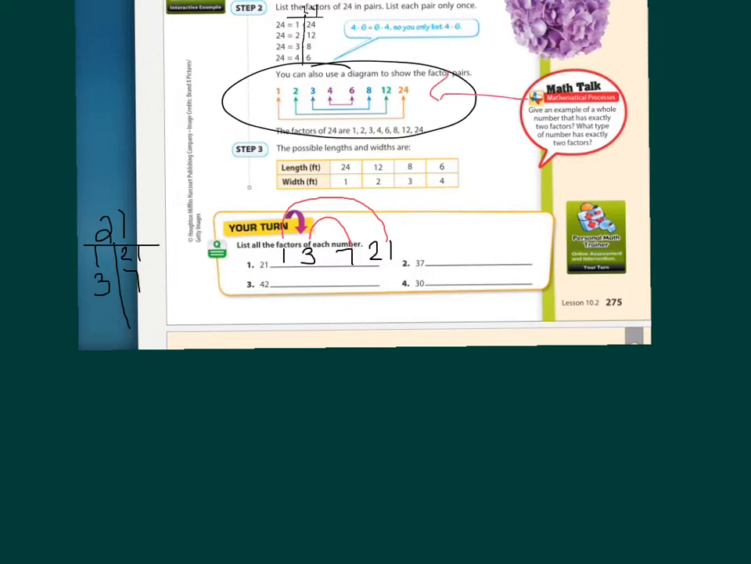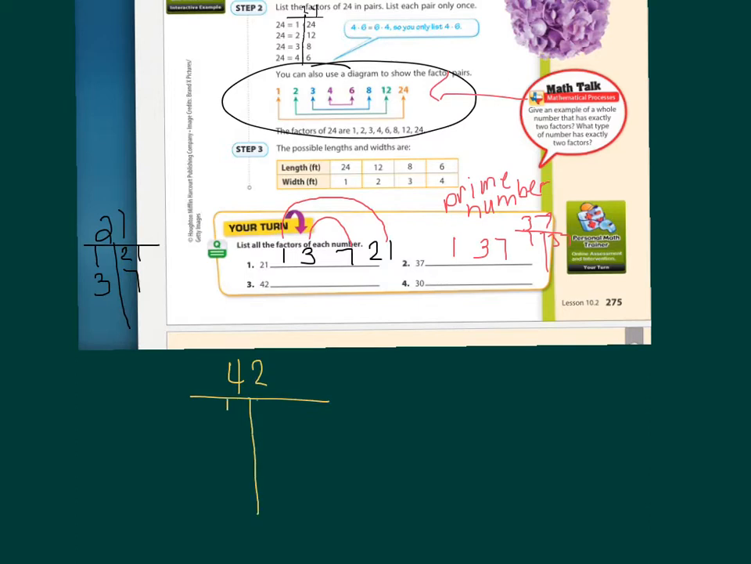Number 2, 37. The only thing you can multiply to get 37 is 1 times 37. Okay, that's it. And we call that a prime number because there's nothing else that you can multiply to get 37.